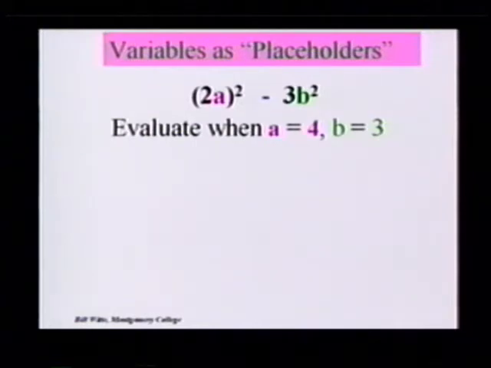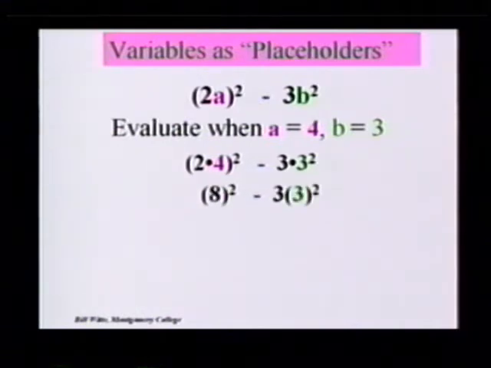We have to follow the order of operations now, okay? So there we go. We have a 4 instead of the A, and a 3 instead of the B. What's the first step in the order of operations? That's to do what's in parentheses. Well, the only thing I see in parentheses is the 2 times the 4, so let's do that. 2 times 4 is 8. Okay, now we do our exponents. I see 8 being squared. That's an exponent. That'll be 64.